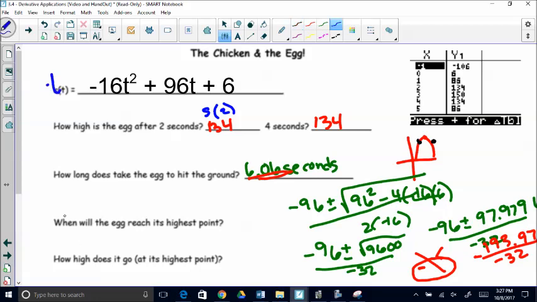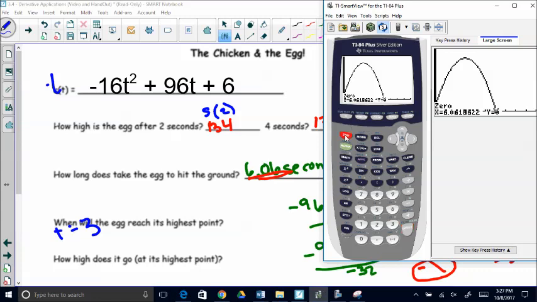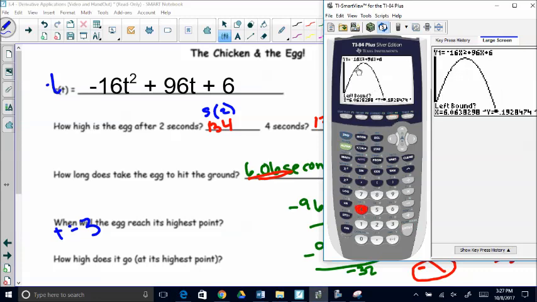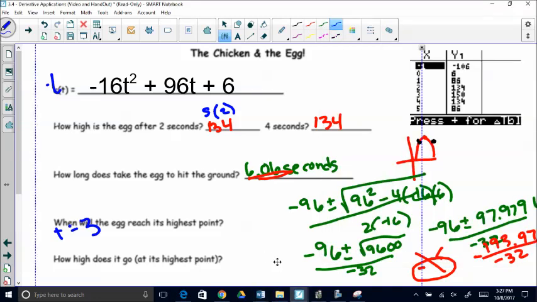If you have a calculator, of course you could use your maximum feature, second trace maximum, and we can go to the left-hand side. Well, 2 seconds is on the left-hand side. We can go to the right-hand side, 4 seconds is on the right-hand side, and press enter. And sure enough, the maximum happens at 3, 150. But that's still really using algebra.